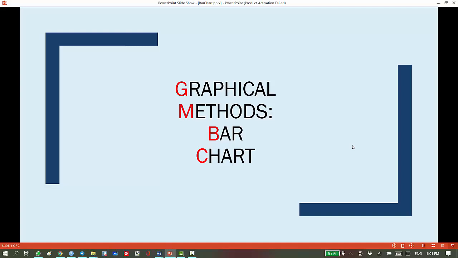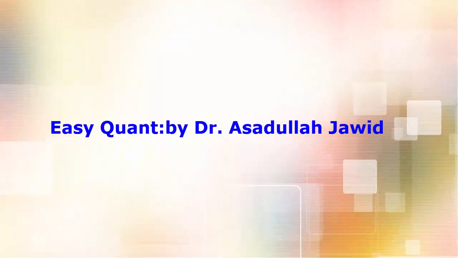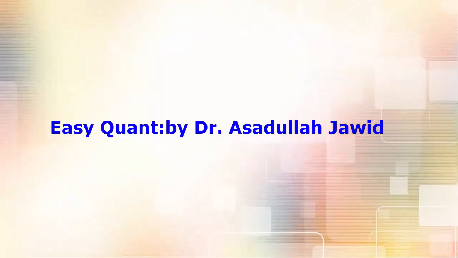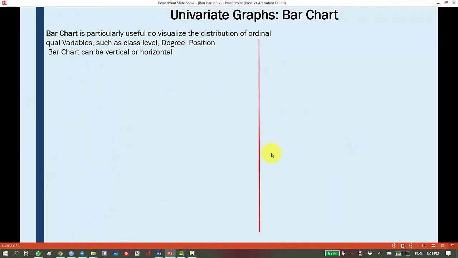Hi, in this video we will see how we can draw a bar chart. Bar chart is particularly useful to visualize the distribution of ordinal qualitative variables such as class level, degree, position, and so on. Bar chart can be plotted vertically or horizontally.